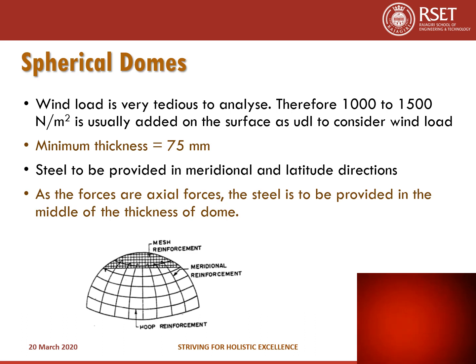In case of wind load, usually it's very tedious to analyze a wind load. So therefore, 1000 to 1500 Newton per meter square is usually added on the surface as UDL to consider the effect of the wind. And minimum thickness of the dome usually provided is 75 mm. And steel has to be provided in both the direction, meridional direction and the latitude direction.